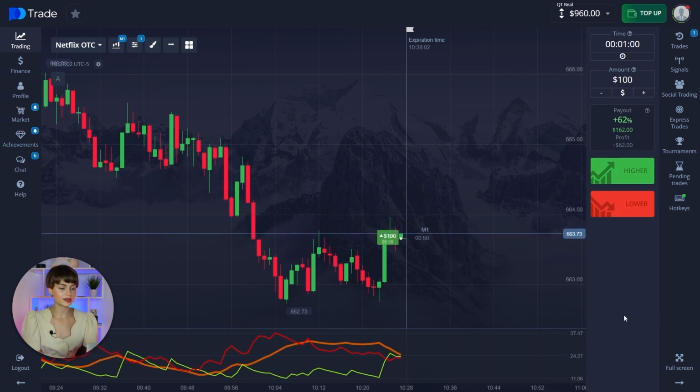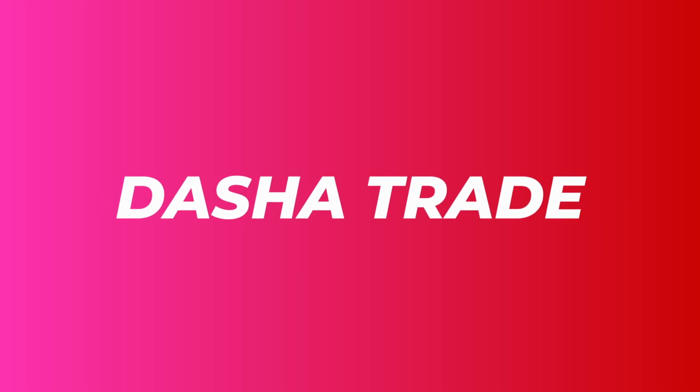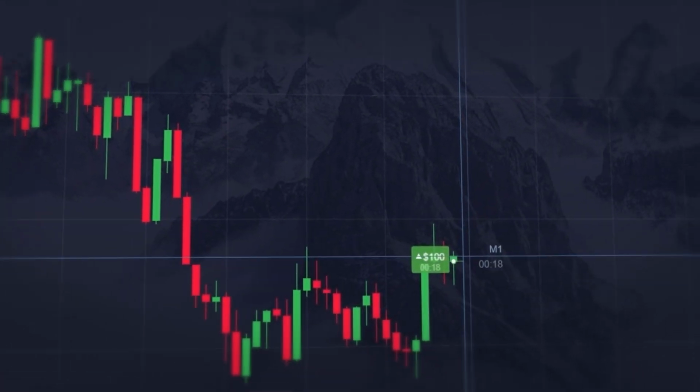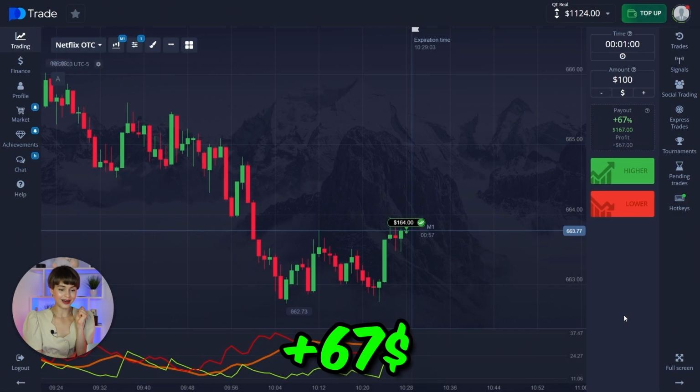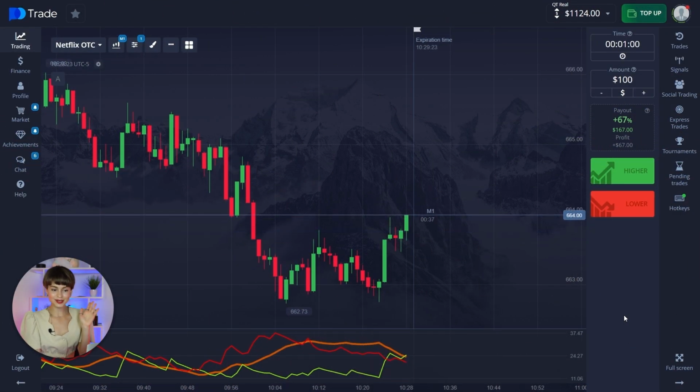As you see, more than a signal, there's also a level of support. So the price has been rolling back about 3 times from the bottom here. So we safely and confidently open the deal with higher. And we close the deal successfully in a profit. And as we see, the market indeed kept growing further.